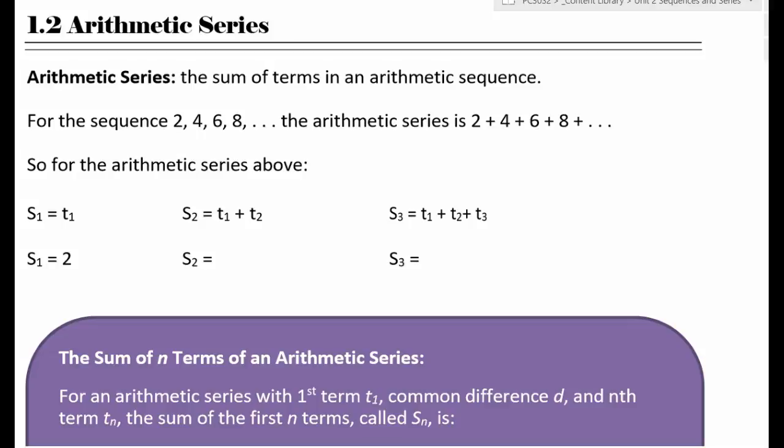So 1.2 arithmetic series is still part of our R9 outcome, but instead of looking at just the sequence, just the numbers, just those values that come together to make a pattern, an arithmetic series actually looks at the sum of terms in an arithmetic sequence. So remembering that sum means that we are adding.